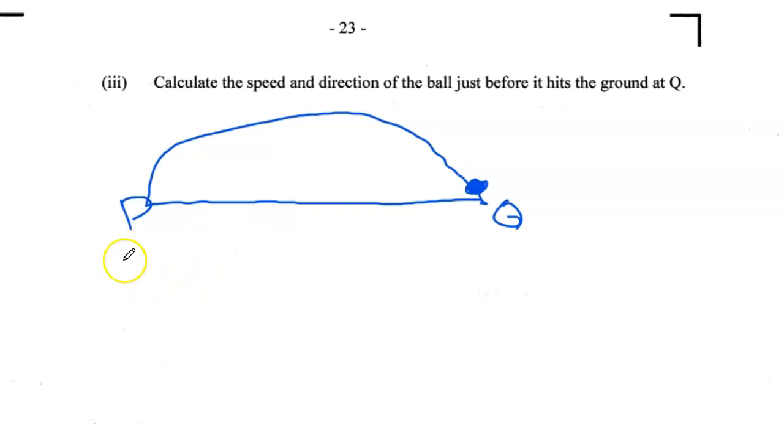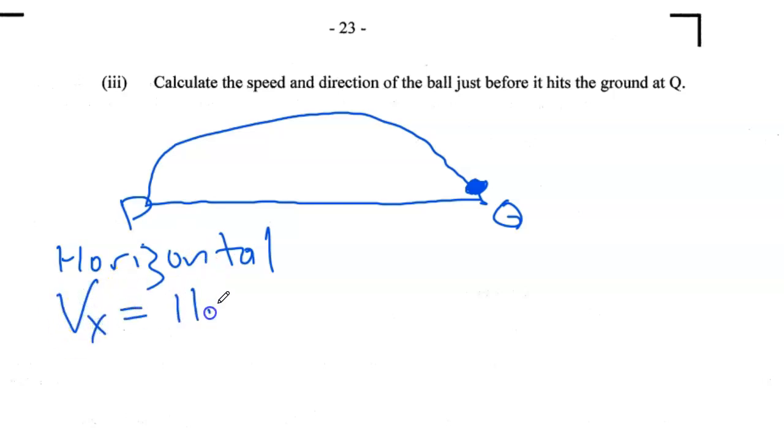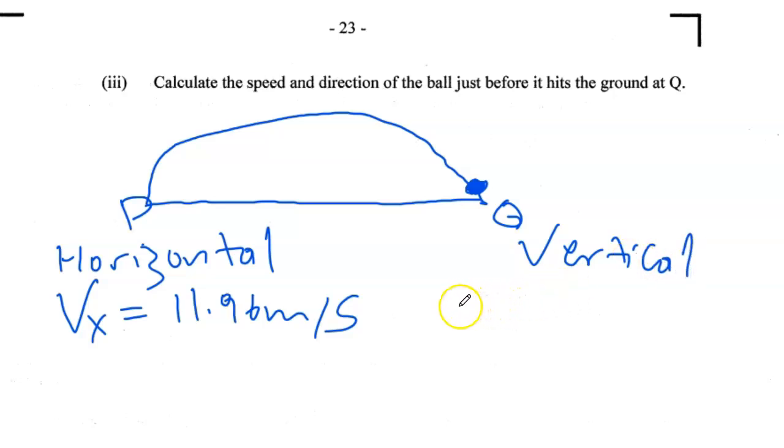Now again, the speed will have two components. So we have the horizontal speed. It doesn't change horizontally, there's no acceleration. So the horizontal speed, called Vx, was 11.96 meters per second. The vertical speed, if using the formula, V equal U plus AT.